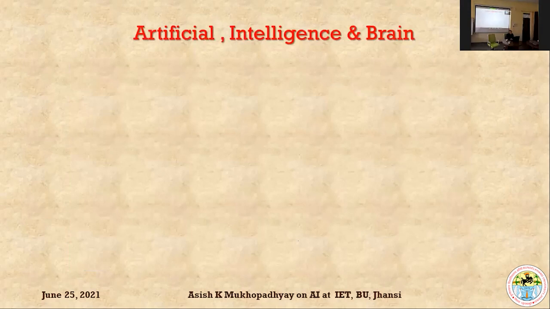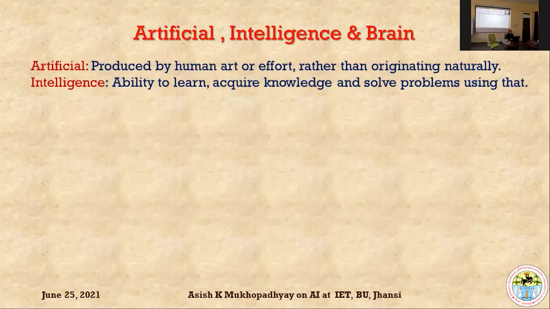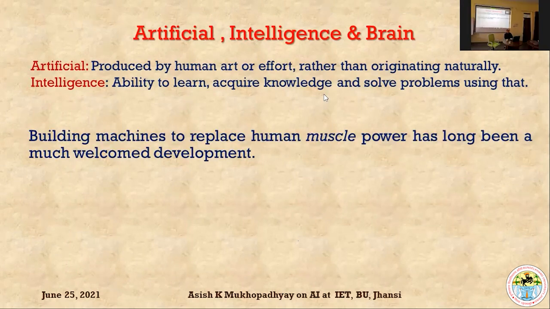As Anupam started saying, what is artificial and what is intelligence exactly, that was my first point to say. Artificial is something which has not occurred naturally. It's man-made.